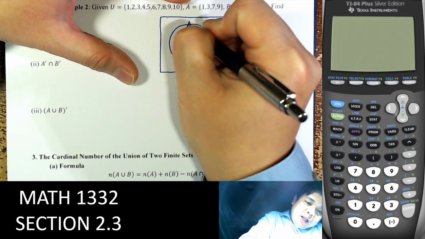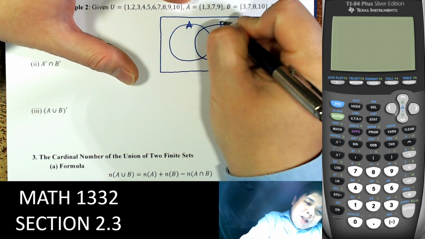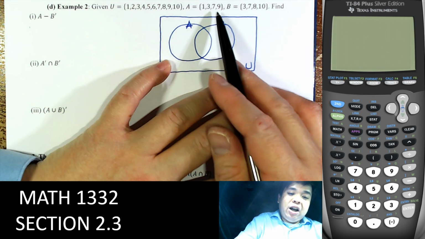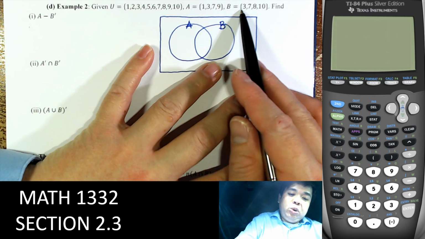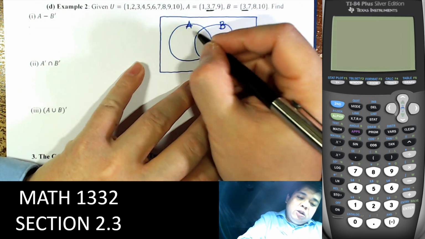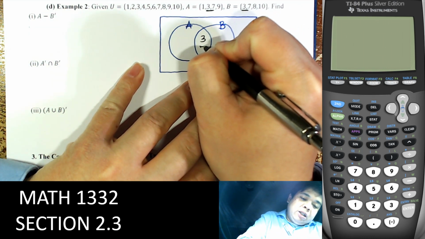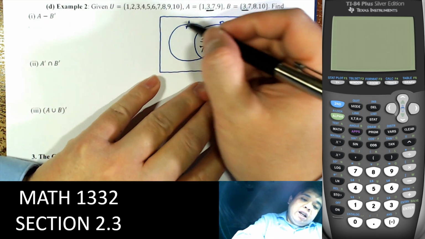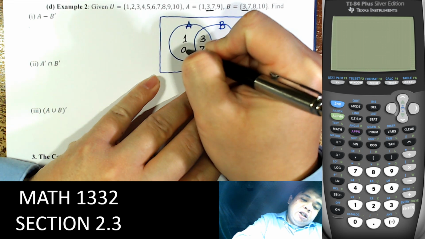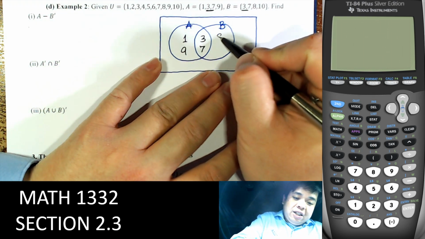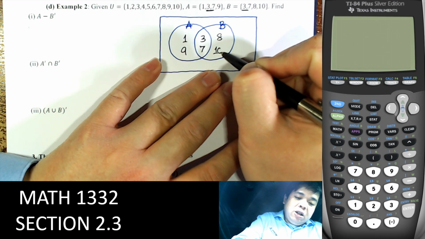We have set A, set B. A has 1, 3, 7, 9, and B has 3, 7, 8, 10. We see that they have 3 and 7 in common, so we're going to put 3 and 7 in the overlap. A has 1, 3, 7, and 9, so 1 and 9 go in A only, like that. B has 3 and 7, and then 8 and 10 outside.